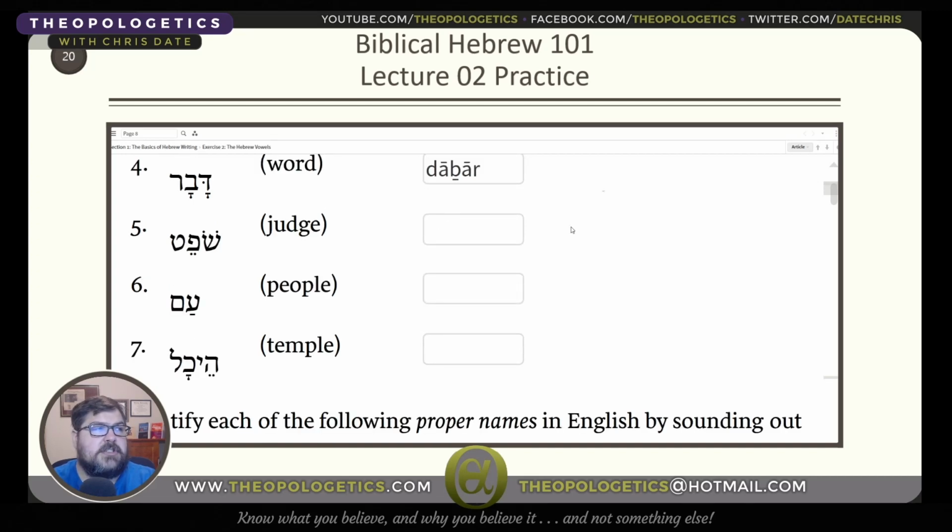Shofet, meaning judge. The sheen is S with a downward pointed caret on top. The holam is O with a line over the top of it. The pei without a dagesh is a P with a line over the top of it. The tzere is an E with a line over it. And the tet is a T with a dot under it. Shofet.